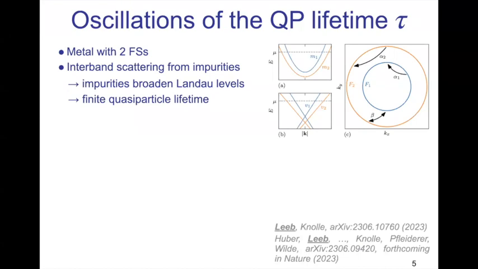Now, additionally to this model with two Fermi surfaces, which can be generated by parabolic bands or Dirac cones or whatever you prefer, we add impurities into our system. Now, we know that the effect of impurities is fairly simple. They just broaden our bands, they broaden our Landau levels, so they give us a finite quasi-particle lifetime.